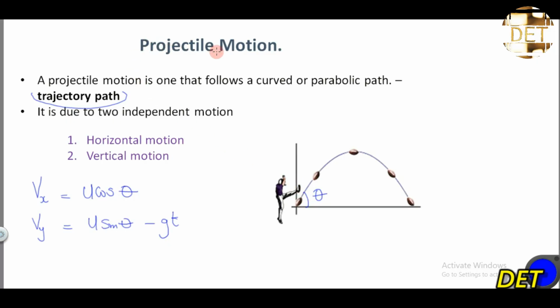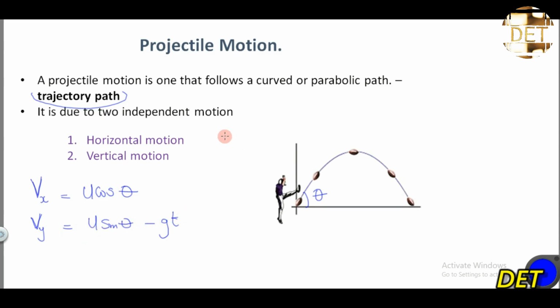So again, a projectile motion is a type of motion that follows a curved or parabolic path, also called the trajectory path. This motion is due to two independent motions, the horizontal motion and the vertical motion. The velocity that drives the horizontal motion is the horizontal velocity, given as Vx is equal to u cos theta, while the velocity that drives the vertical motion is the vertical velocity, given as Vy is equal to u sine theta minus gt, right?